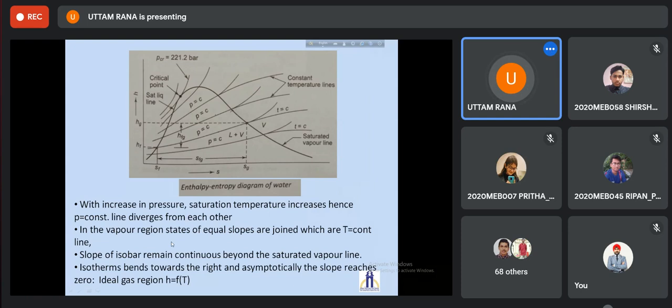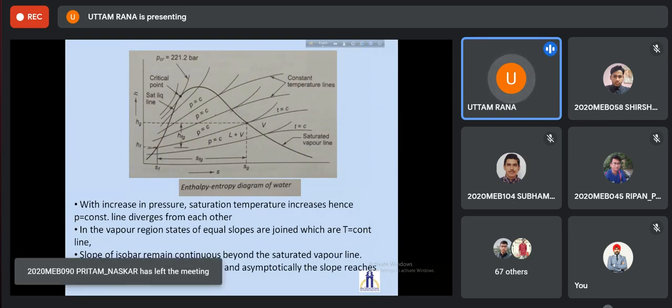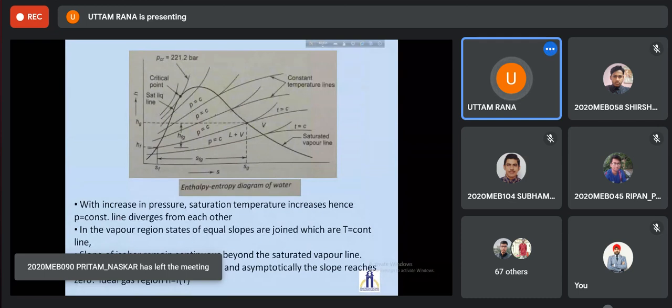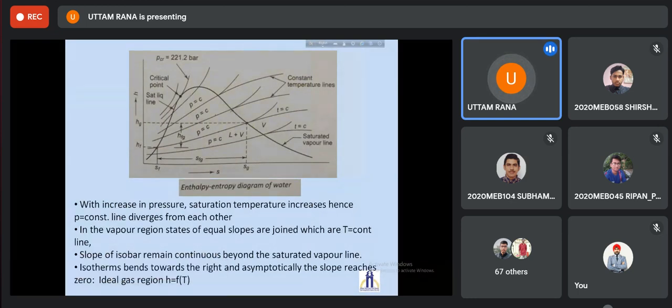Okay, so the constant pressure lines are diverging because if you increase the pressure, the corresponding temperature for phase transformation will increase. And we have seen that ds at constant P is dh over temperature. Since temperature is increasing, the slope of the curve will also increase. So these curves will diverge.